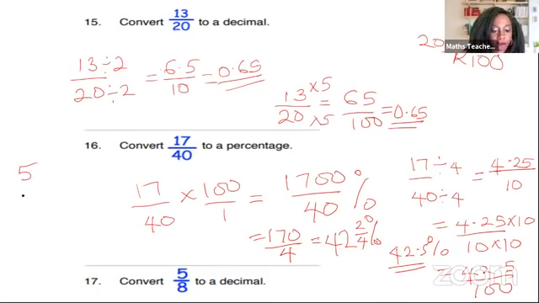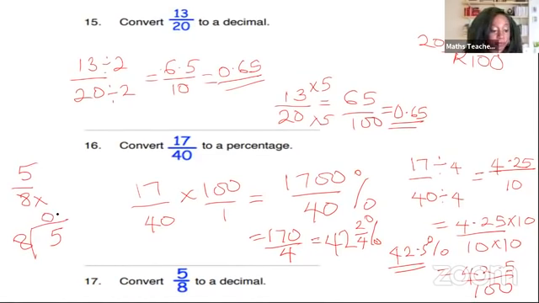So 5 over 8, we can use the long division, or we can multiply this by a number that can give us 100 if we know that number. But if we don't know it, you can just tell your child to use the long division. So let's start with the long division. So we have 5 divided by 8, yeah? How many lots of 8 in 5?